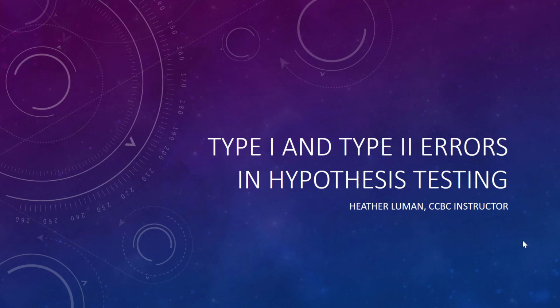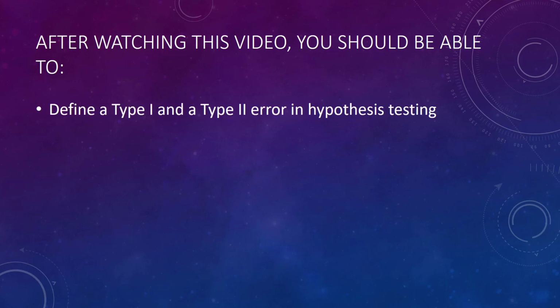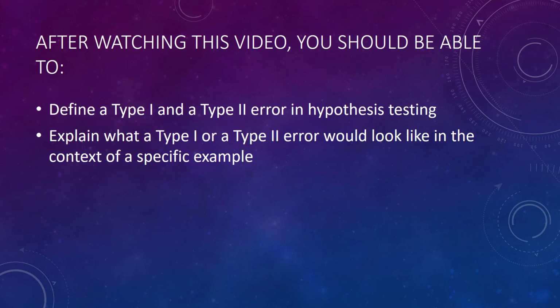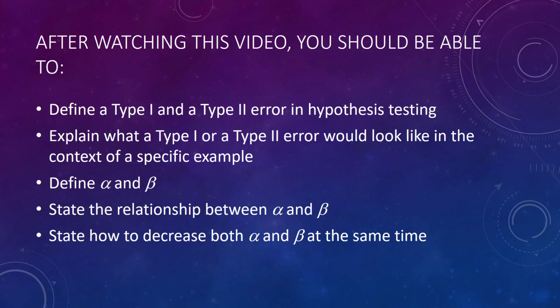Video on type 1 and type 2 errors in hypothesis testing. After watching this video, you should be able to define a type 1 and type 2 error in hypothesis testing, explain what a type 1 or type 2 error would look like in the context of a specific example, define alpha and beta, state the relationship between alpha and beta, and state how to decrease both alpha and beta at the same time.